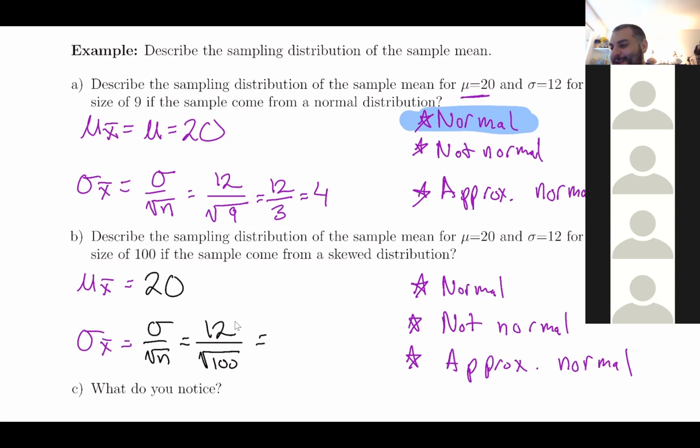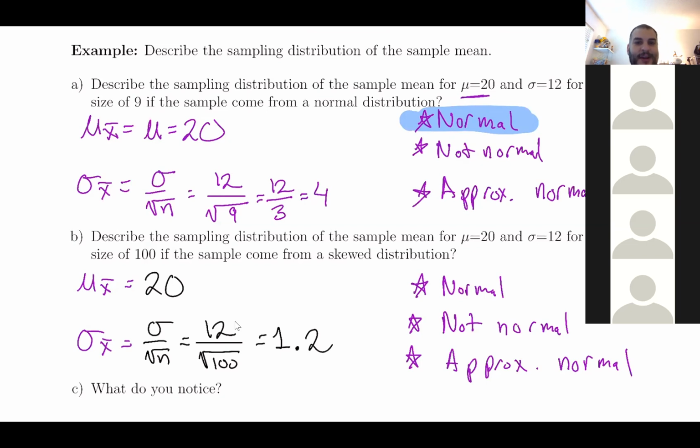What's 12 divided by 10? Well, this should give you 1.2. So that's your standard error. So the standard error is 1.2. All right. Any question in regard to standard error is 1.2?